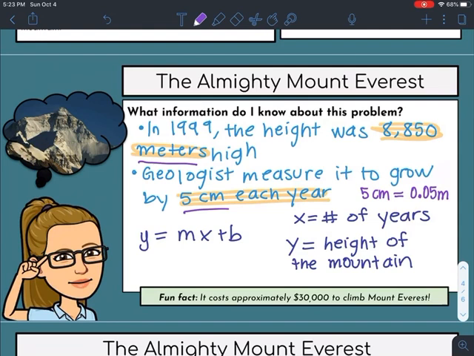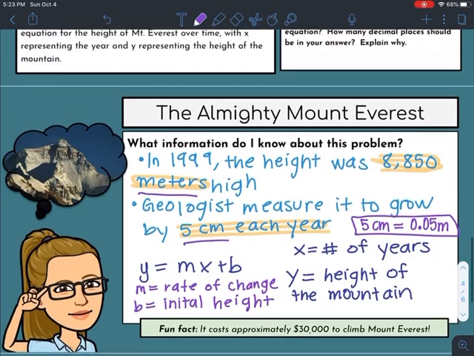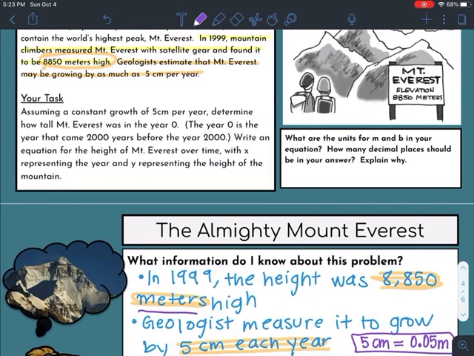Okay, and if you need me to clarify that, just ask me outside of class. Okay, so we know that 5 centimeters equals 0.05 meters. We also know that m is going to represent some sort of rate of change, and that b is going to represent the initial value, or in this case, the initial height. Okay. Now keep in mind that what I'm trying to do is write an equation, and actually let me erase that.